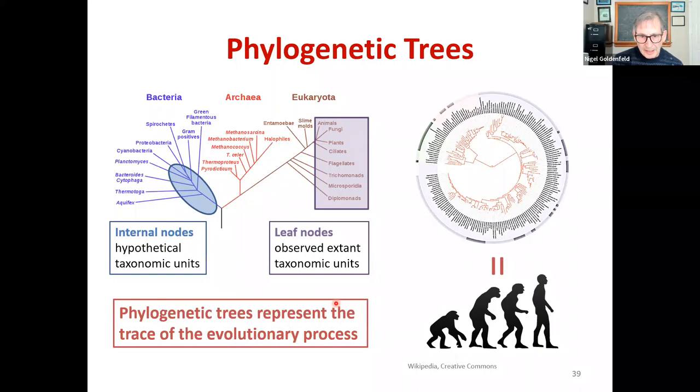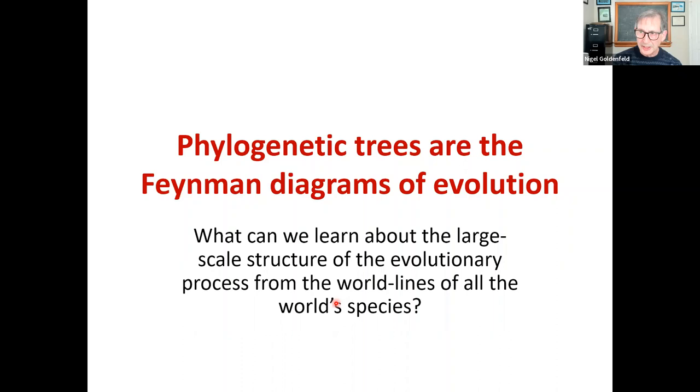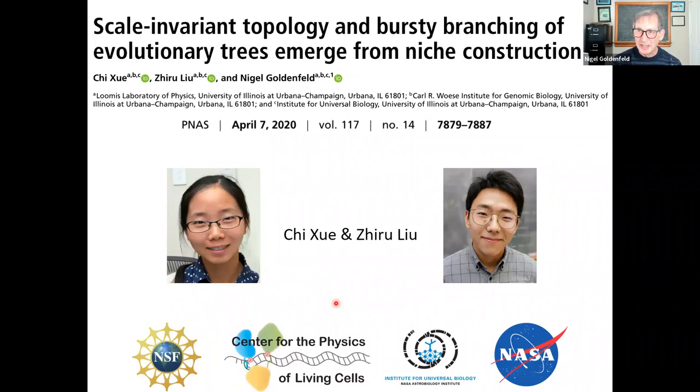So now I want to study them in more detail. And I want to say that in some sense, in a real sense, phylogenetic trees are the Feynman diagrams of evolution. And so we're going to look at the large scale structure of these trees. I'm going to be looking at what we can learn by taking all the genomes that have been sequenced and then constructing the big tree of life for everything that we've been able to sequence. This is an exercise that we did about 10 years or so ago, and it could be done much better today because there's more data and less biased data. The work I'm going to talk about now was done and published a couple of years ago in PNAS by Chi Xu and Jiru Lu. She now works at Amazon, and Jiru is a graduate student with Ben Good at Stanford.